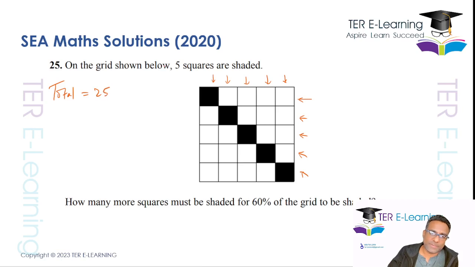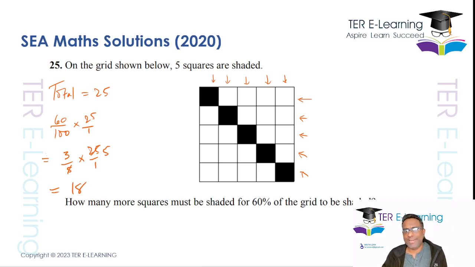25 squares. Now, you want to shade 60%. So therefore, 60% is 60 over 100 multiplied by 25 over 1, right? Now, 60 over 100, you all should know that that is also 3/5. So that's 3/5 multiplied by 25 over 1. This 5 will go into this 5 times, and you'll get a total of 18, right? So 18 squares should be shaded.